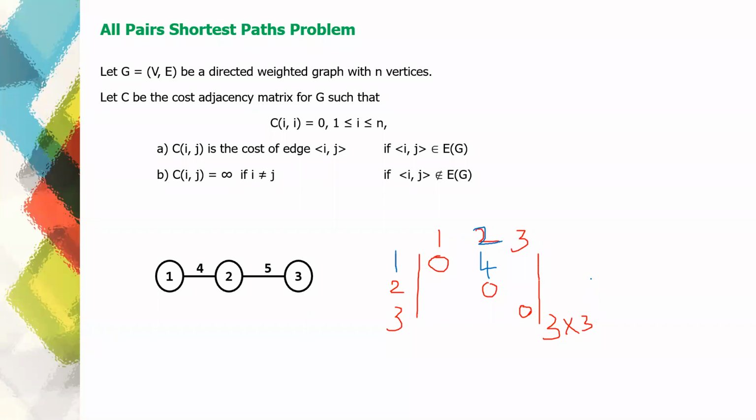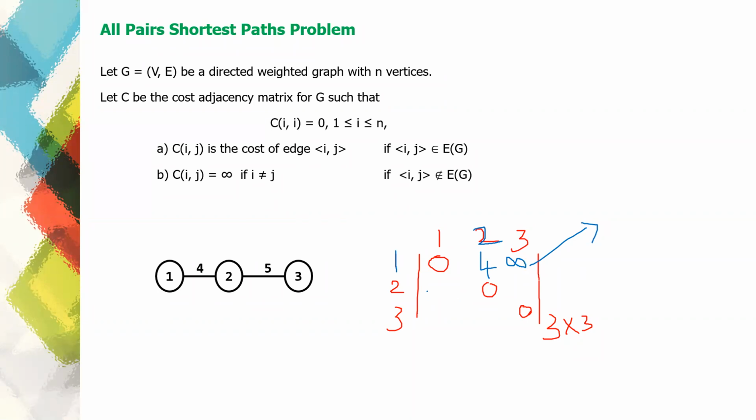Now I'm going to fill the value for this location, which is the adjacency between node 1 and 3. If you observe the graph, there is no direct edge connecting node 1 to node 3. So it falls into case B, where the value in the adjacency matrix must be filled in as infinity.